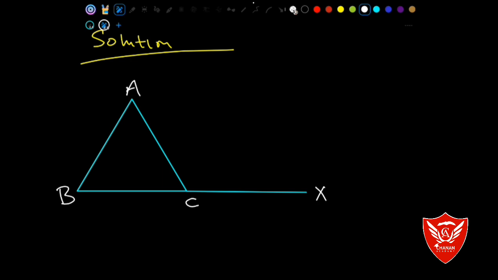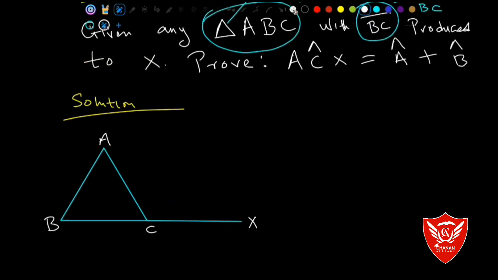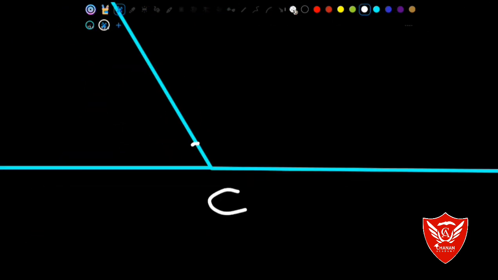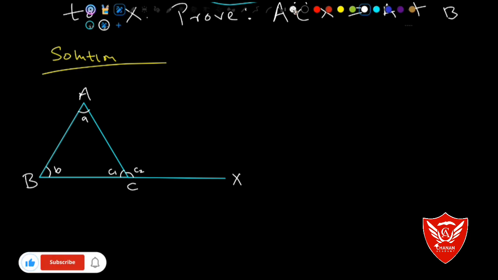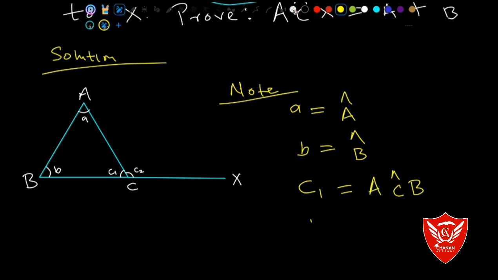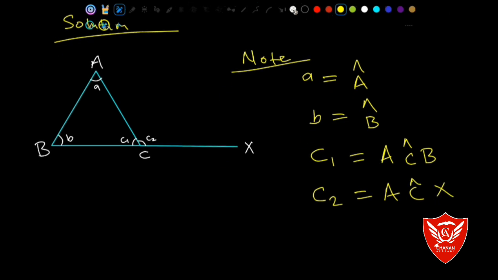All right, so we've drawn this. We are asked to prove that angle ACX is equal to angle A plus B. All right, so let's try to label the angles. So this is what we have. We've tried to label everything. Now take note that angle A is the same thing as angle A. B is the same thing as angle B. C1 is the same thing as angle ACB. And C2 is the same thing as angle ACX. Because we are going to work with angles A, B, C1, and C2.